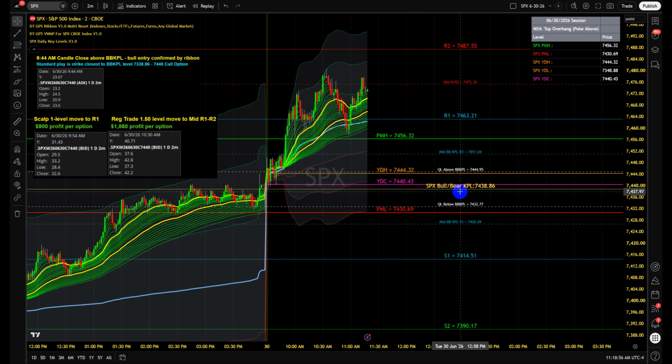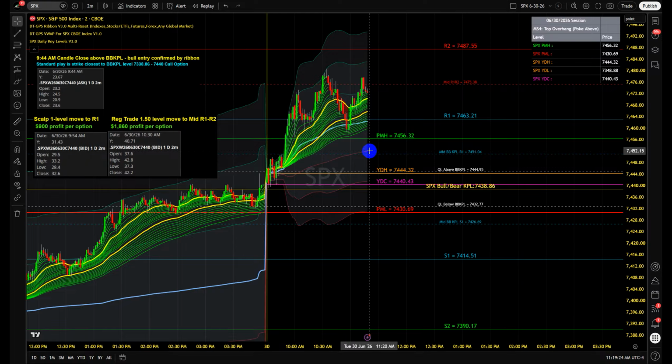The standard play on this particular entry is going to be the call option closest to today's bull bear KPL level of 74.3886. So that is going to be the 74.40 call option. The ask price on the candle close of the 9:44 a.m. candle is $23.60.